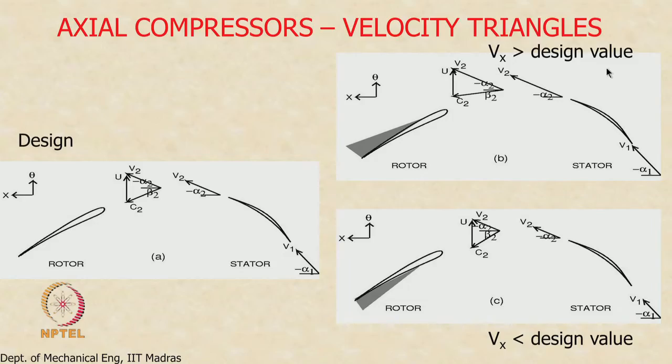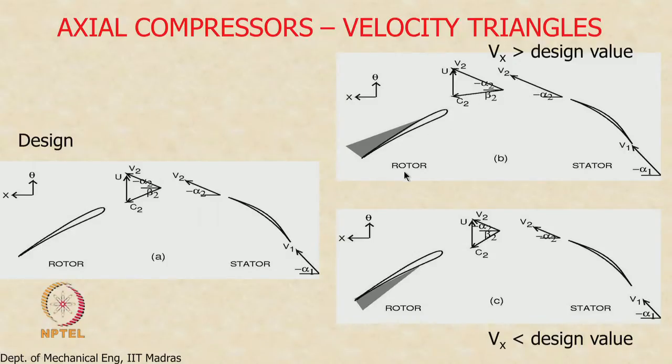So here we are looking at a situation where the x component of velocity is more than the design value. So you can see that V1 here is more than what we had before. So the velocity here is higher than design velocity. So the stator does not do anything except redirect the flow. So, it has again taken this at V1 whatever the magnitude be, and it has deflected it to alpha 2. So, V1 and alpha 1 to V2 and alpha 2, where V2 is equal to V1.